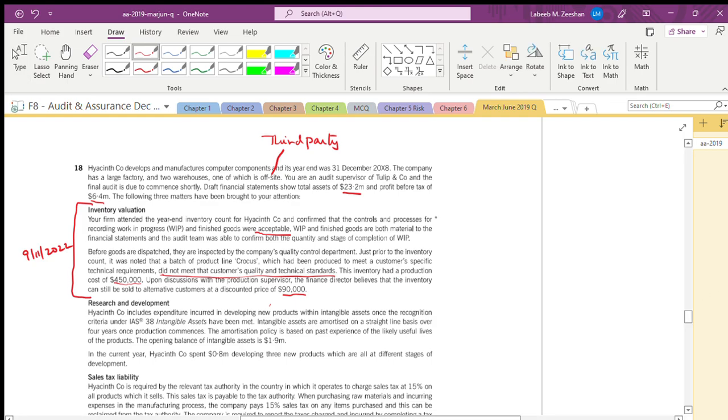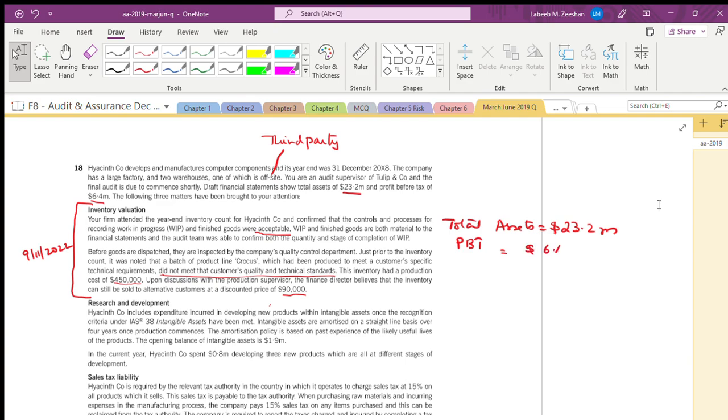See what they have mentioned: total assets, 23.2 million, and profit before tax, 6.4 million. This is as of 2019. Whether you take 2019 or 2009, there is no difference. Don't worry that there will be a difference; it will never be on that.